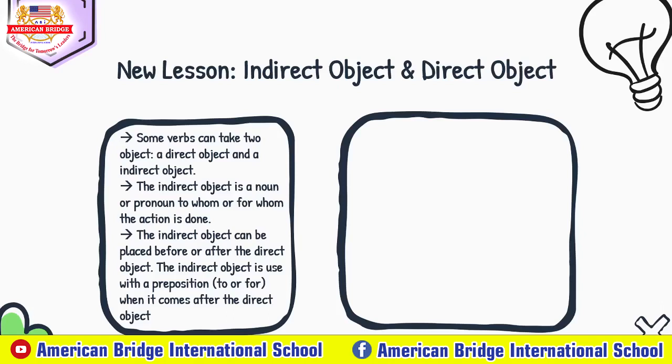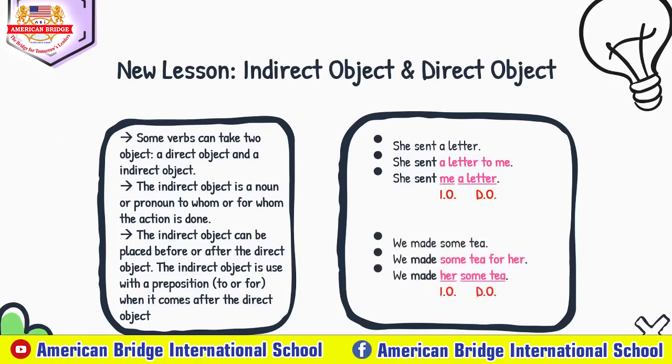So here's the example, everyone. She sent a letter. She sent a letter to me, and she sent me a letter. So as you can see, everyone, the first underlined word from the last sentence is the indirect object. And the direct object is a letter. As you can see, the indirect object is a pronoun in here. And the direct object is what? Letter.